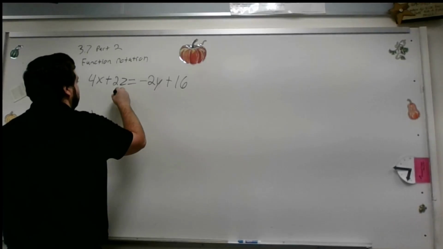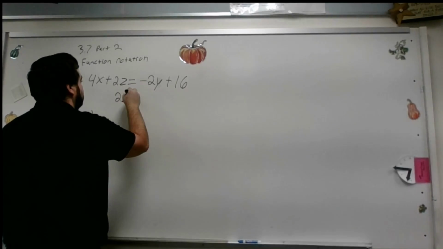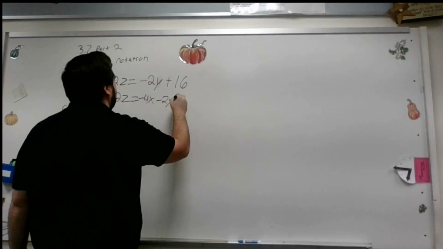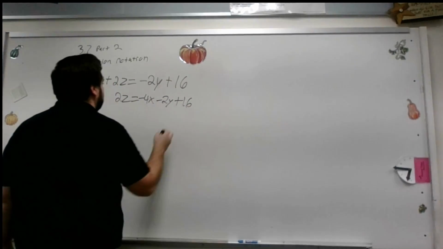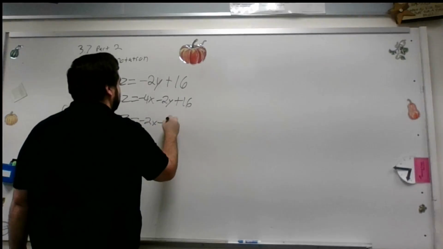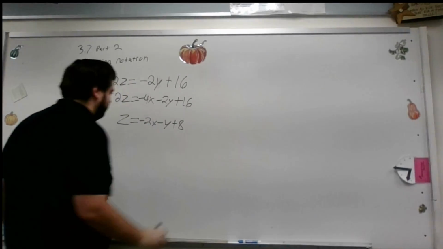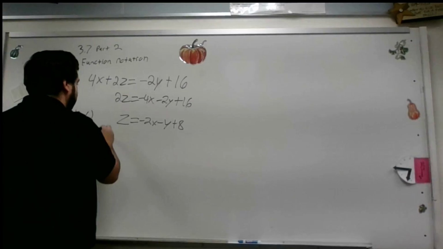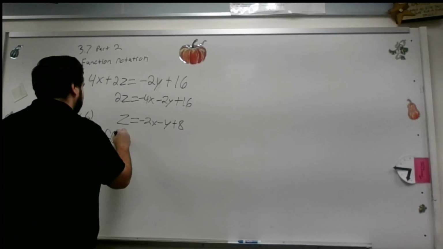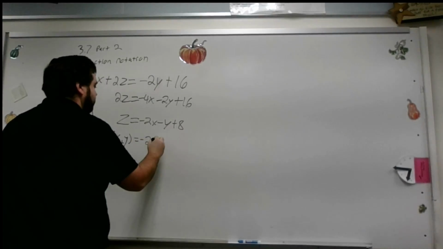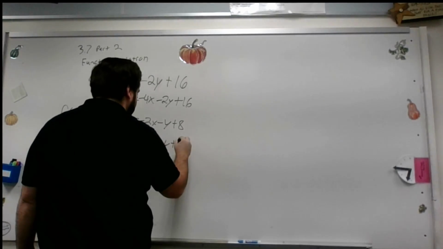Subtract 4x from both sides. We get z is equal to negative 4x minus 2y plus 16. Divide by 2, we get z is equal to negative 2x minus y plus 8. From here, we then go f of x comma y is equal to negative 2x minus y plus 8.